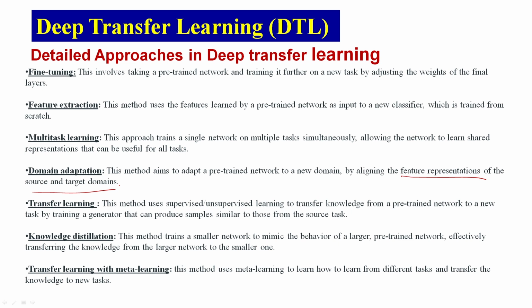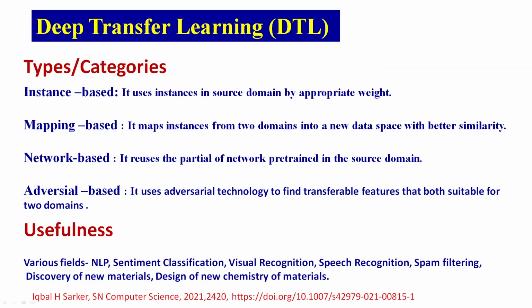And then transfer learning with meta learning: this method uses meta learning methods to learn how to learn from different tasks and transfer this knowledge to a new task. That is called meta learning. We are in a meta world, where we are using a lot of meta sources. So, we can also learn from meta learning. These are the detailed approaches in deep transfer learning methods. Based on this, we can have different kinds of categories.